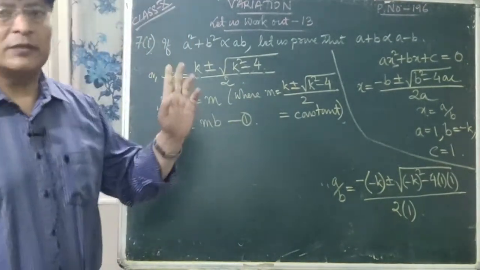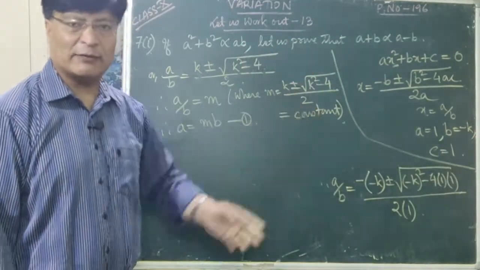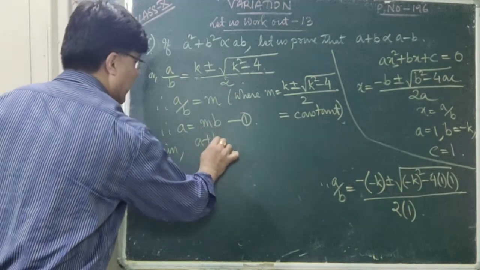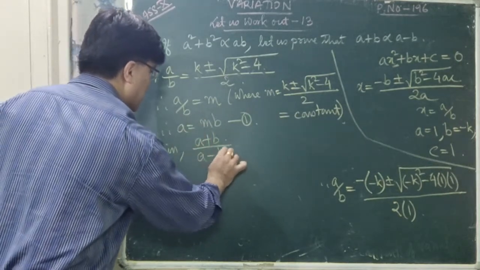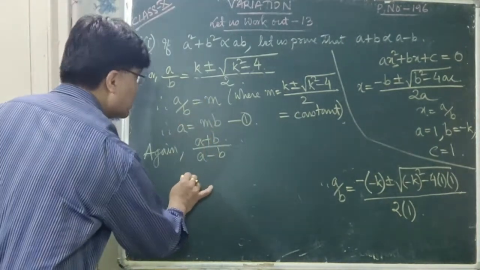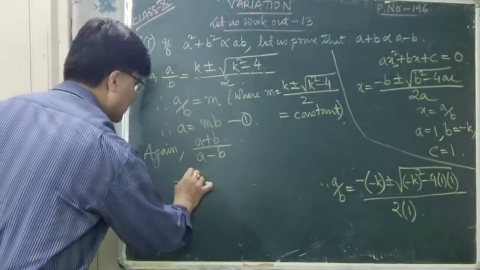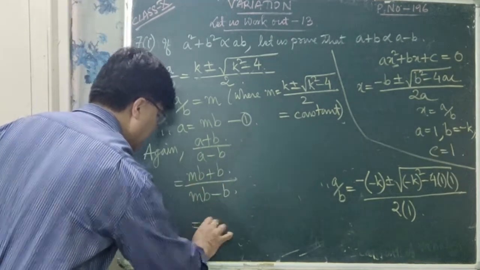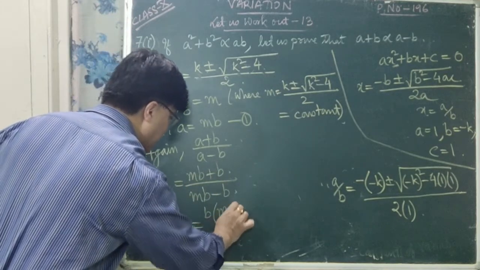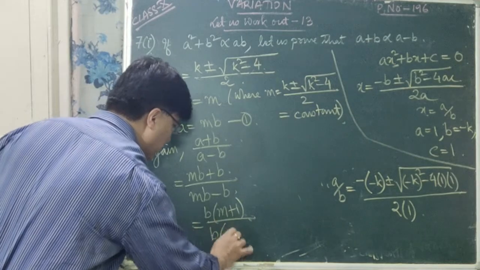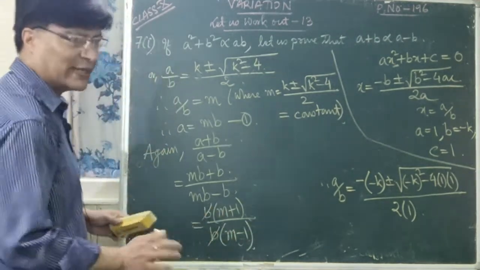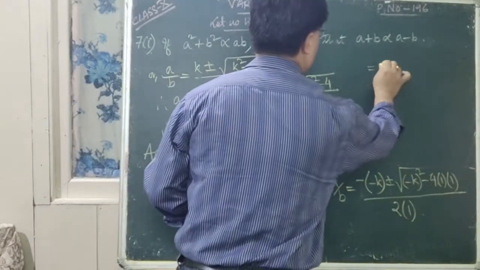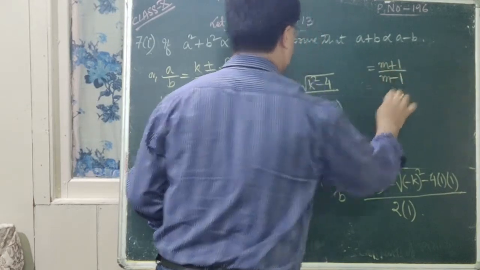Now we can prove A plus B proportional to A minus B. So how can you prove this? You have to just find out the value of the left hand side divided by the right hand side. So let us get the value for A plus B divided by A minus B. Is that clear? What is A here? MB plus B divided by MB minus B. What is common here? B within bracket M plus 1 divided by B within bracket M minus 1. Here B, B gets cancelled, right? So in the next step, what will you write now? Which is equal to M plus 1 divided by M minus 1, right?